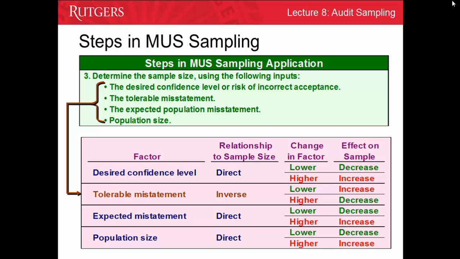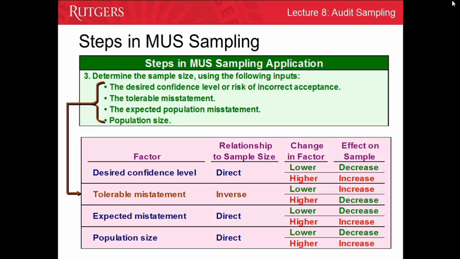Then for tolerable misstatement, which is the maximum amount by which the account can be misstated and still be acceptable to the auditor as being fairly presented, it will always be less than planning materiality. Tolerable misstatement is also inversely related to sample size. The lower the amount of tolerable misstatement, the more precise the test the auditor needs, and the larger the sample size must be.